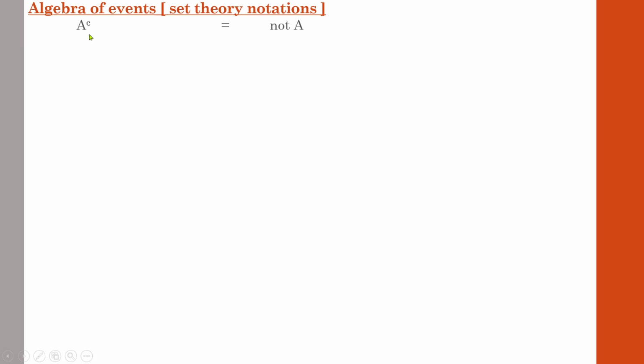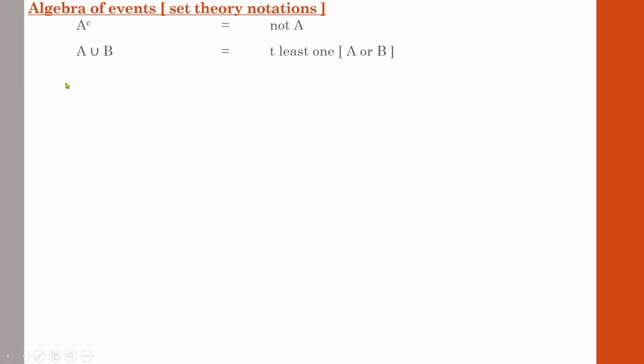So A superscript C means whatever you are studying, whether it is a probability or a set, in that particular study or event, you are not including anything related to A. That is the meaning of this sign.